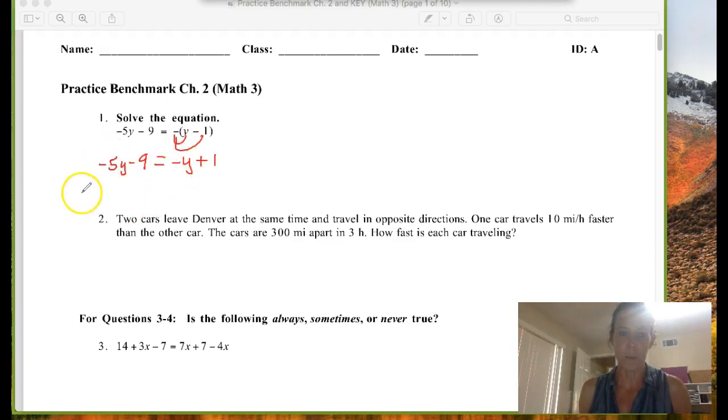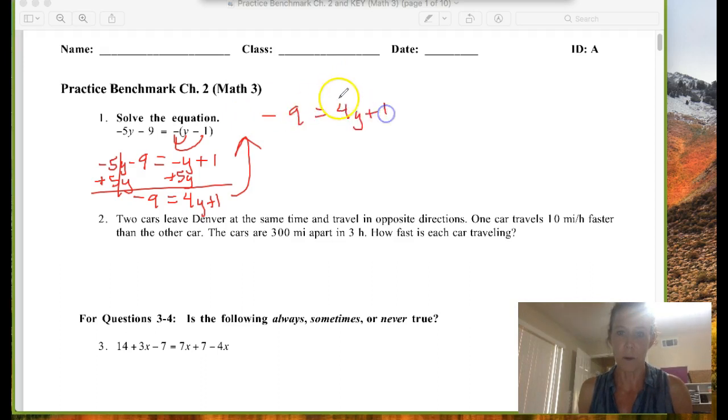I like to work with positive y's, so I'm going to go ahead and add 5y to this side. And that's going to give me negative 9 equals 5y minus y would be 4y's plus 1. I ran out of room, so I'm going to bring it up here. Negative 9 equals 4y plus 1. Now to solve for y, I'm going to peel off the 1 by subtracting 1 from both sides. That's going to give me negative 10 equals 4y.